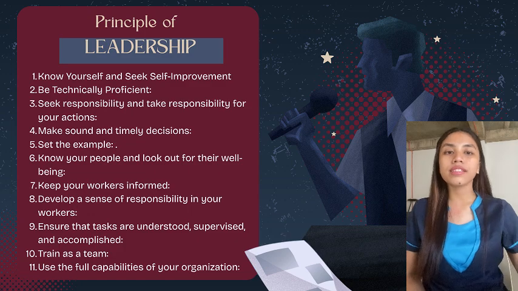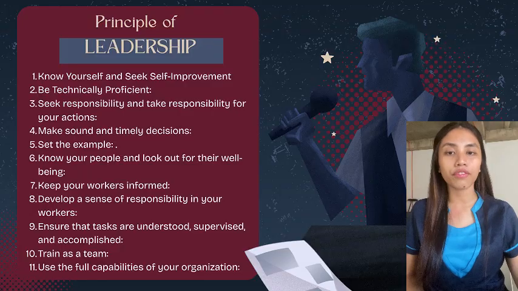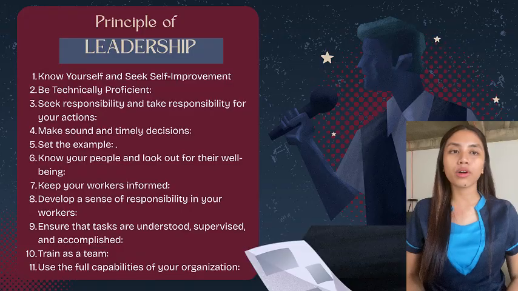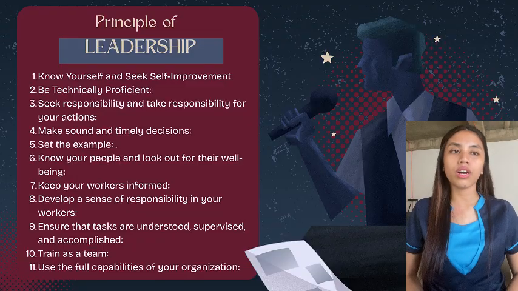Number 5, set the example. Be a good role model for your employees by doing what you expect of them. Number 6, know your people. To know your people, always care about your workers. Number 7, keep workers informed. Always communicate with the workers efficiently.